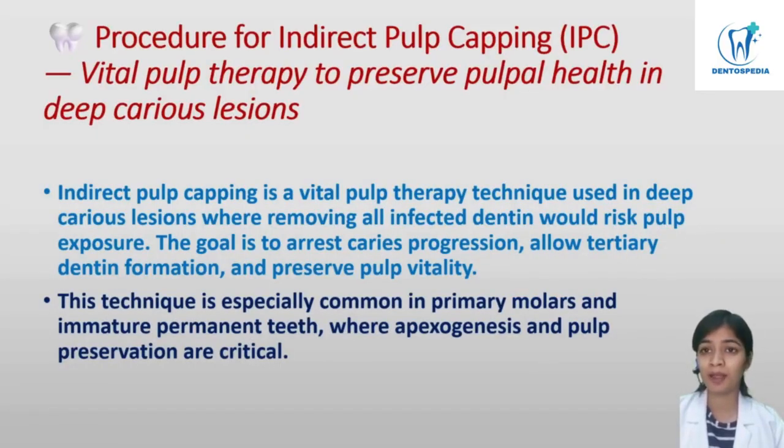Indirect pulp capping (IPC) is a procedure performed on a tooth with a deep carious lesion that is close to the pulp, but has no signs of irreversible pulpitis. The goal of IPC is to preserve the vitality of the dental pulp and allow the tooth to naturally heal by encouraging the formation of new dentine and protecting the pulp.